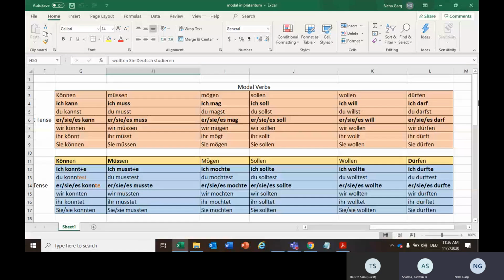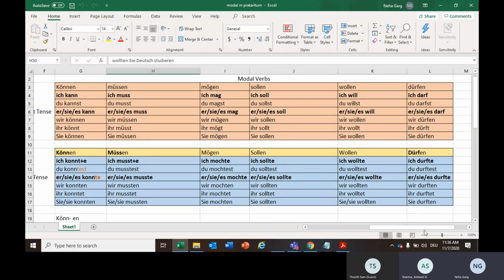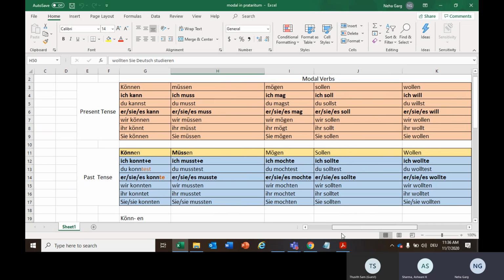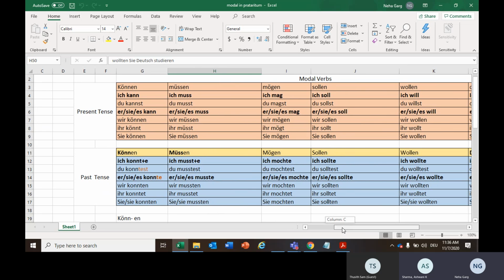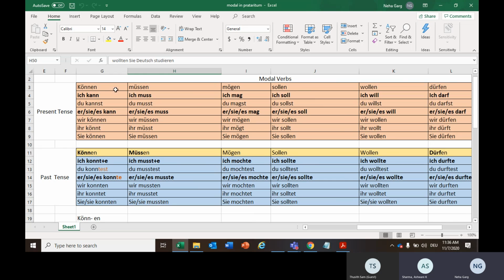Okay, guys, so before we start a new chapter from the book, let's focus on one more important grammar topic for A2, that is modal verbs, aber in Präteritum. Das bedeutet in past tense. So what we have learned so far in terms of modal verbs, they were in present tense, but now we will be learning them in Präteritum also.